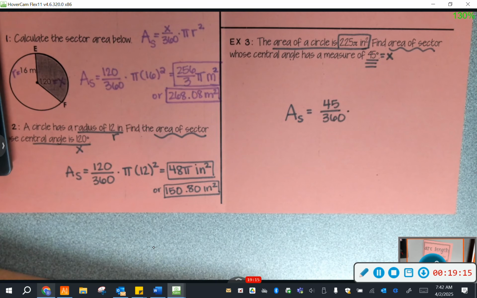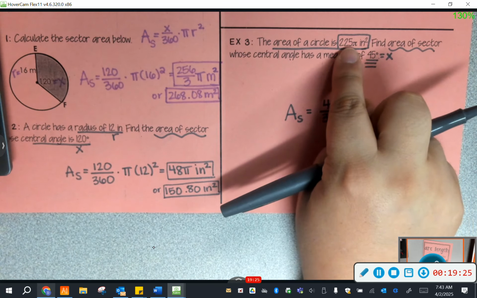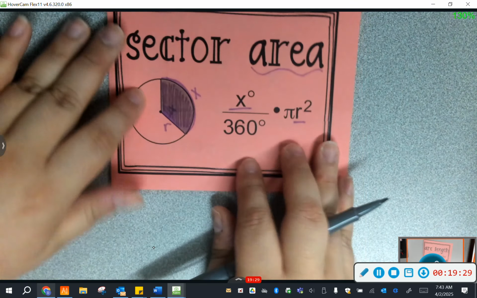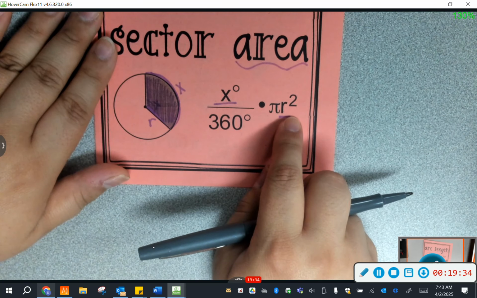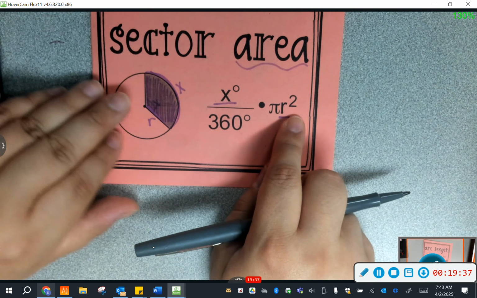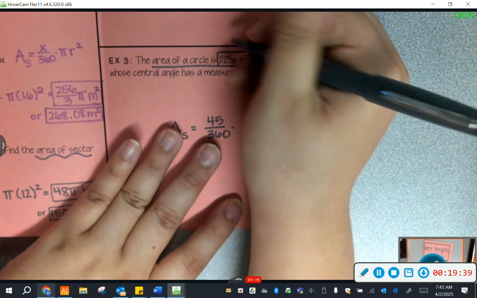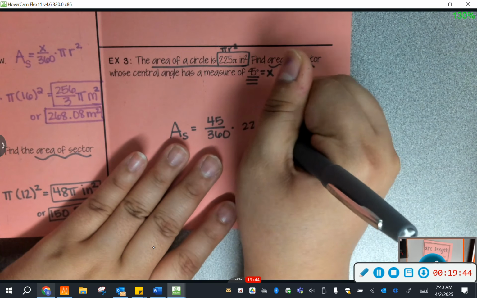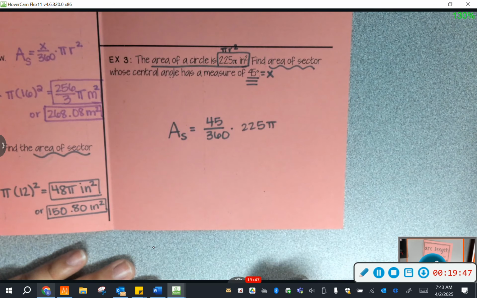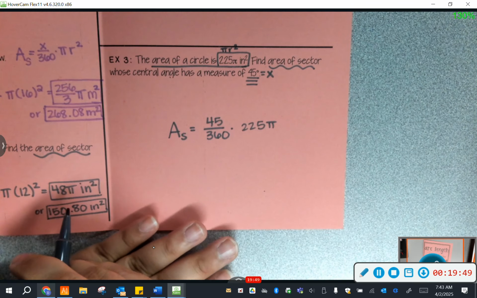It did not give me a radius this time. What did it give me? It gave me central angle. We already dealt with that. What else did it give me? It gave me the area of the circle. Do you agree? We already talked about this. Do you agree pi r squared is the area of a circle? Yeah. So instead of filling this in, I can just put this right here is pi r squared. So I can just put in 225 pi. It already did that work for me.